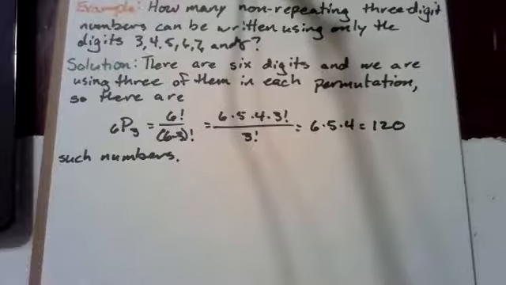One more example. How many non-repeating 3-digit numbers can be written using only the digits 3, 4, 5, 6, 7, and 8? We have 6 digits, and we're using 3 of them in each permutation. So there are 6 pick 3, or 6 factorial over 6 minus 3 factorial, which is 3 factorial. So that's 6 times 5 times 4 times 3 factorial over 3 factorial. We can cancel the 3 factorials and get 6 times 5 times 4 equals 120 such numbers.